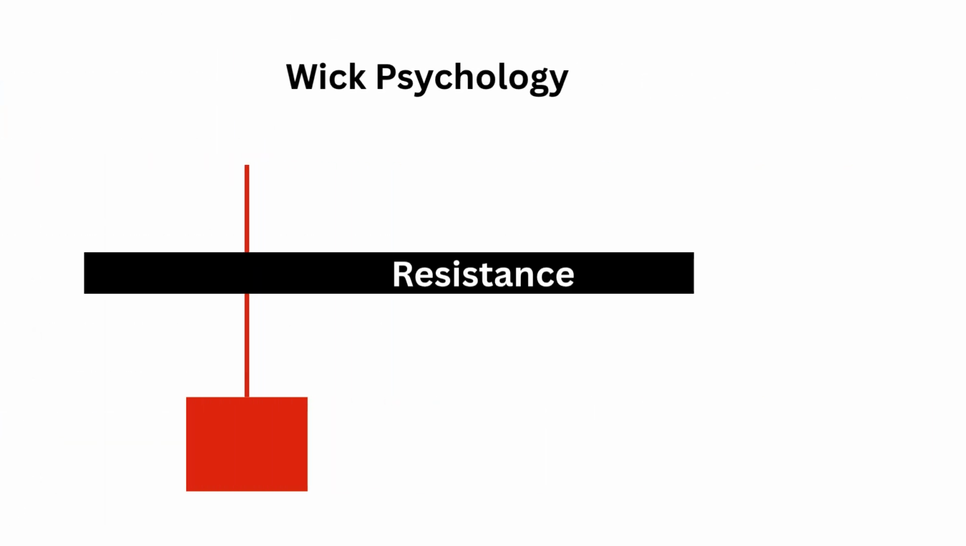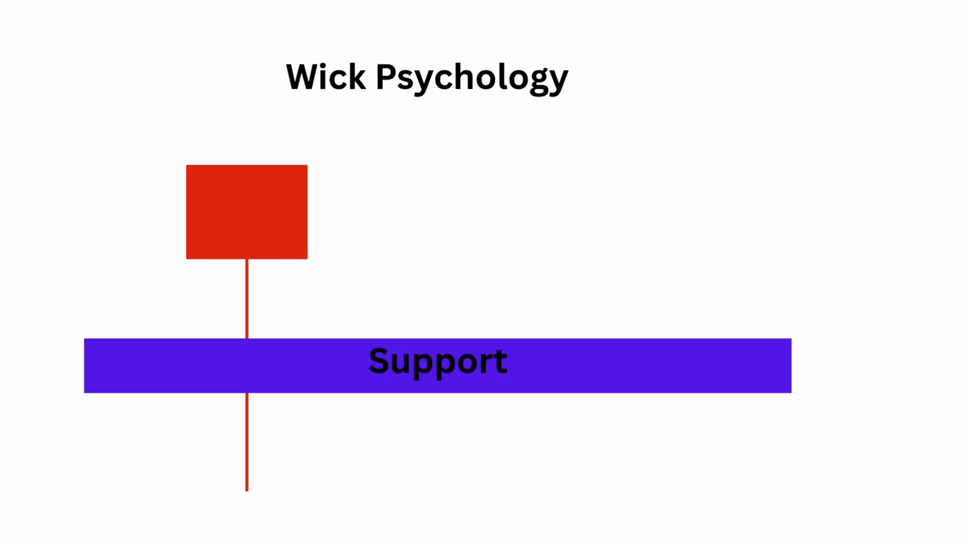Now let's talk about wick psychology. The long upper wick means there is rejection at the resistance zone or supply zone. The long lower wick means there is demand stepping in at the support or demand zone. Wicks give more information than the body itself, so don't rely on the body alone. Give more attention to the wick, especially on the support and resistance zones.